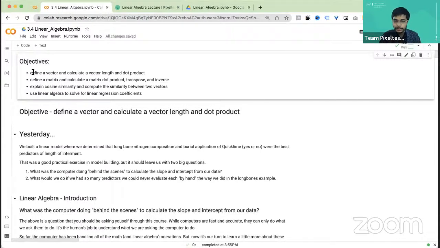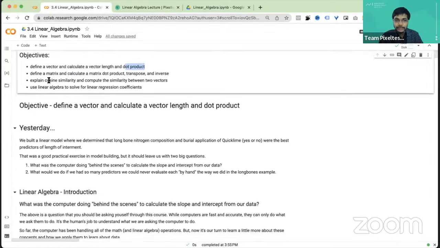We're going to keep it simple. So to go by objectives, first we are going to define the vector and calculate the vector length and dot product. If the terms seem familiar, we're just going to understand them as well. We'll also define a matrix, do matrix dot multiplication, transpose, inverse. Then also understand what is something called cosine similarity, right?